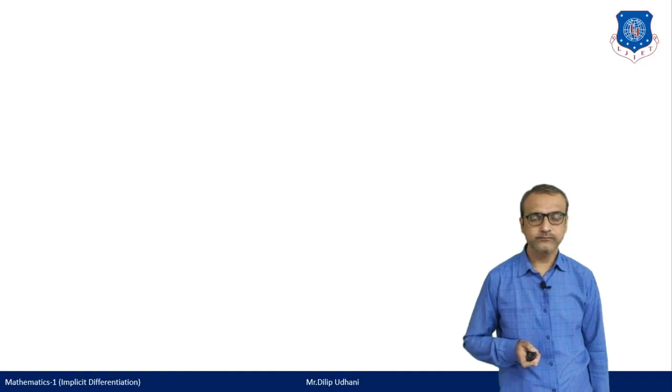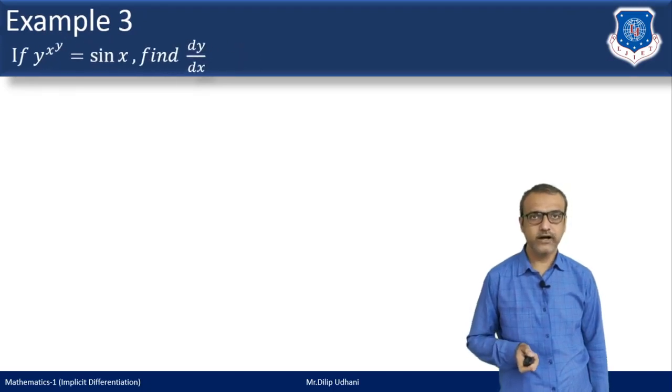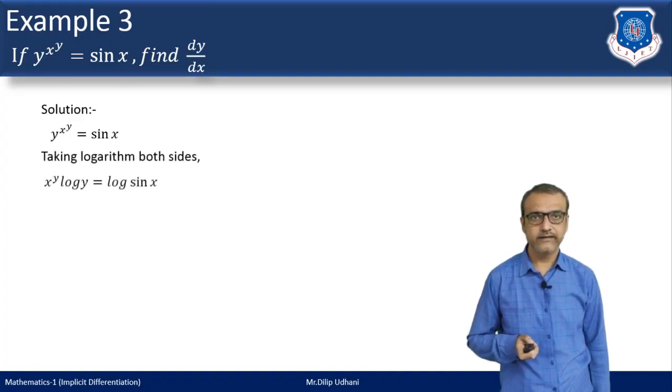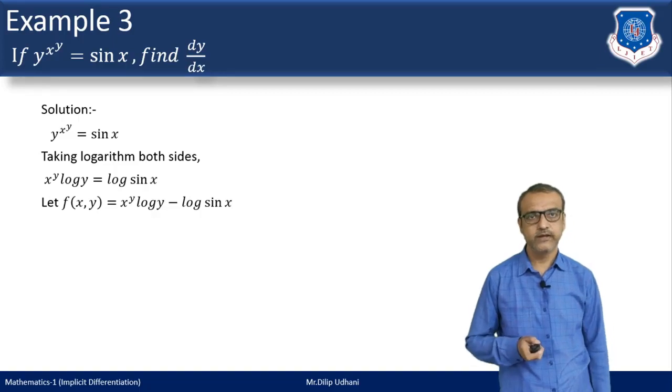Okay. Now we will see example number 3 related to this topic. If y raised to x raised to y equals to sin x, then we have to find out dy by dx. Now here the given function is y raised to x raised to y, and that is sin x. So first of all we will take logarithm both sides. So we have x raised to y into log y equals to log sin x.